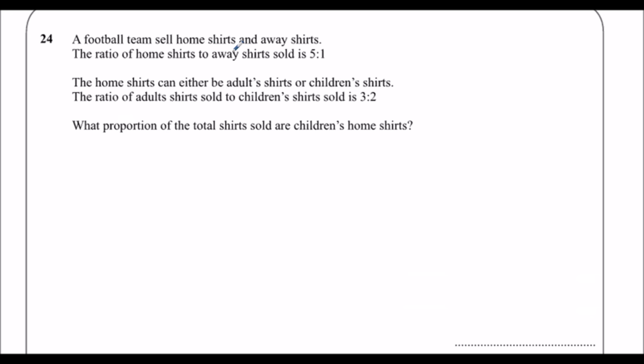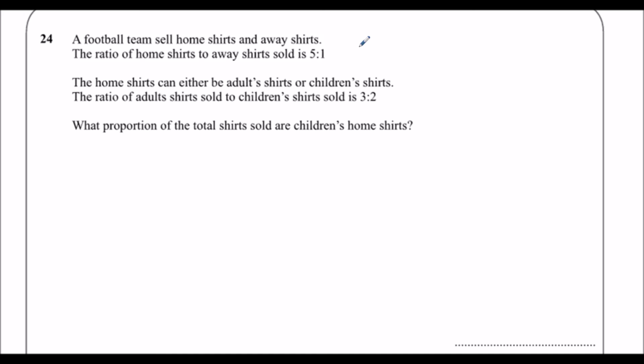Question 24. A football team sell home shirts and away shirts. The ratio of home shirts to away shirts is 5:1. The home shirts can either be adults or children's shirts. The ratio of adult shirts to children's shirts is 3:2. What proportion of the total shirts sold are children's home shirts?